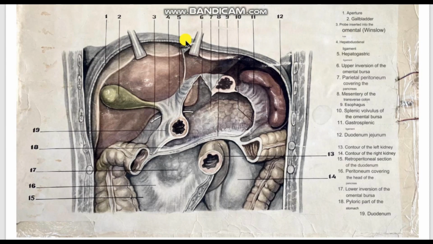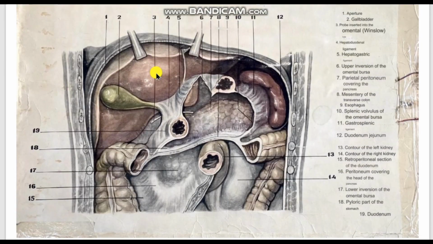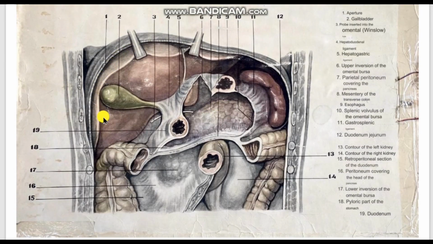So here you can have a look. It's the superior compartment of abdominal cavity, this one. Okay, so it is divided by which structure? This is called the mesentery of the transverse colon. It divides the abdomen into superior portion and inferior portion.